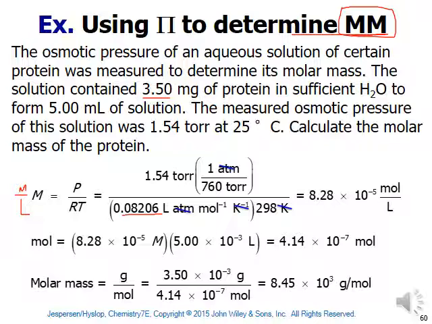Okay, so you know that X moles per liter has to equal 8.28 times 10 to the minus fifth moles per liter. All right, your volume is 5 milliliters, so multiply both sides by 5 milliliters, which is 5.00 times 10 to the minus third liters. And you end up with 4.14 times 10 to the minus seventh moles.